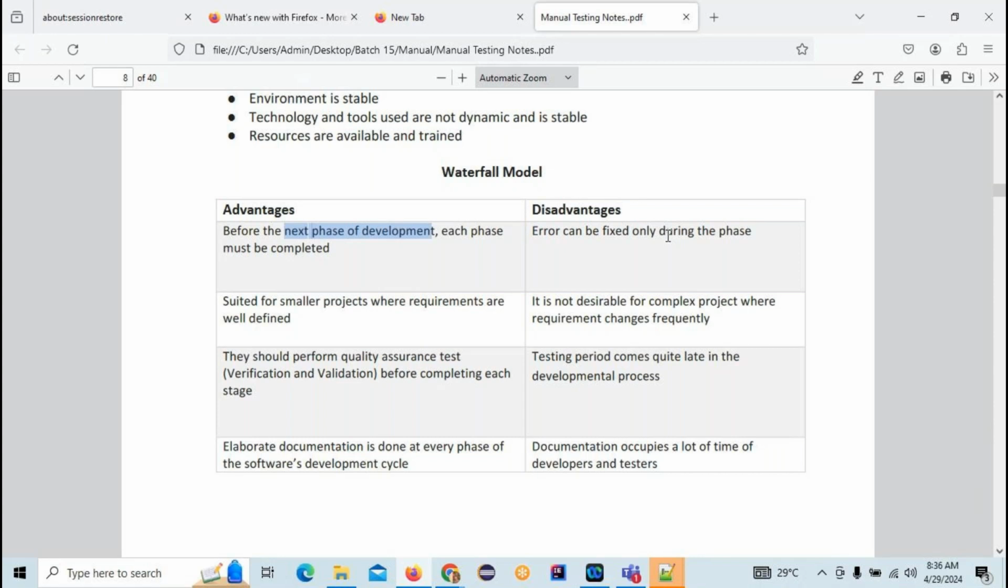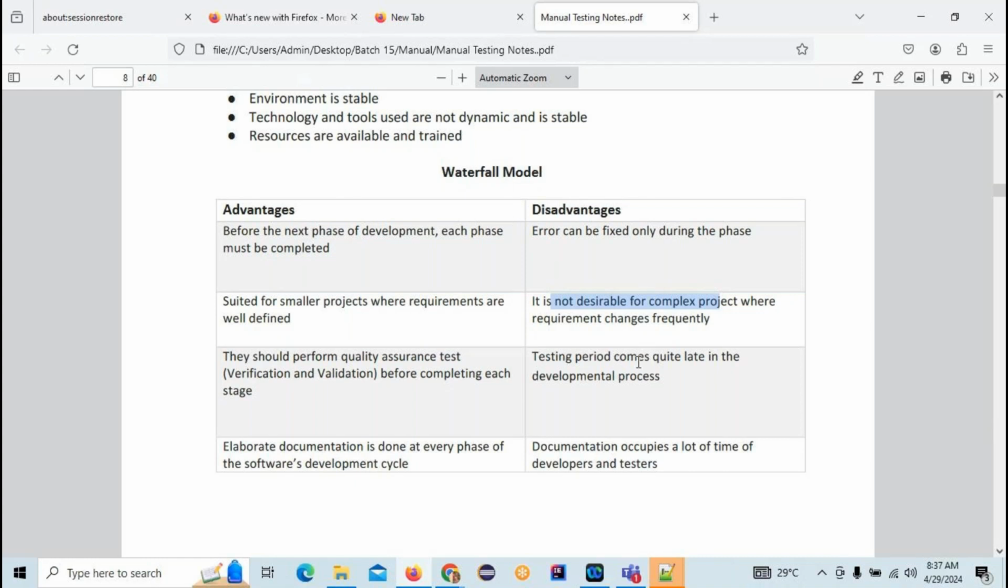Yes, sir. The next one is that it's not desired for complex projects because the documentation and the requirements are fixed. One point you can remember: you can go with the waterfall model if the requirements are fixed and cannot be changed in the future. If the requirements are fixed and not going to change anymore, then only we can choose the waterfall model. Otherwise we can't choose the waterfall model.